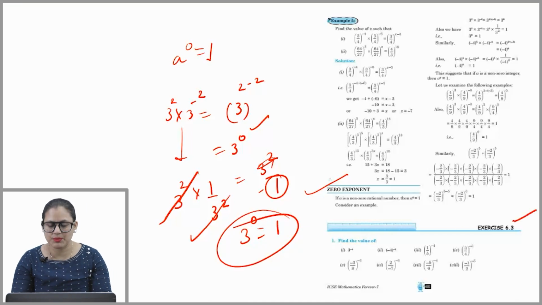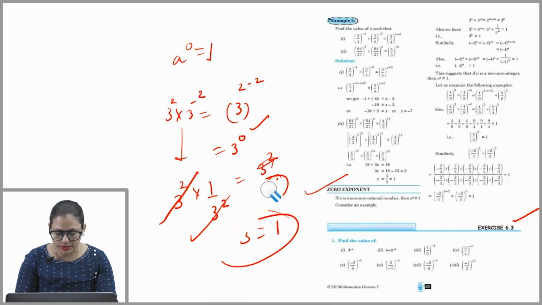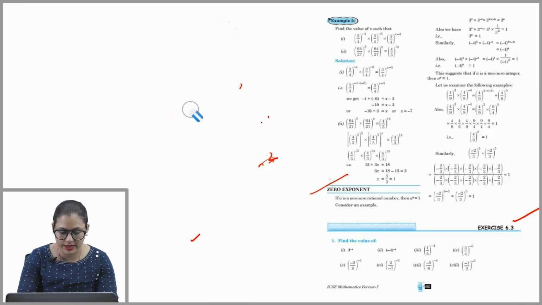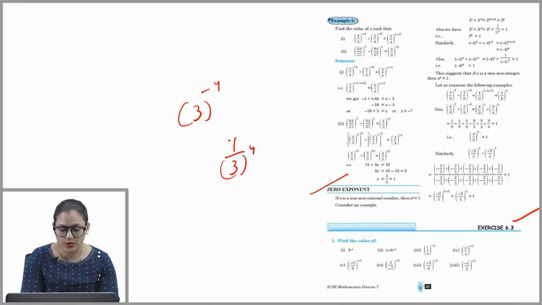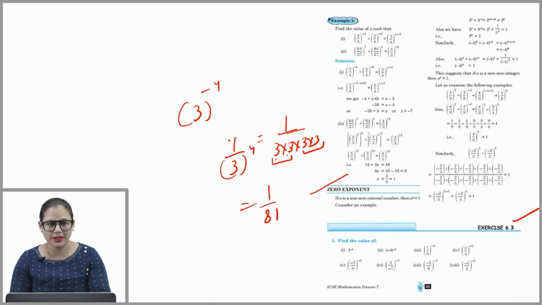Right. Exercise 6.3. Find the value of 3 raised to the power minus 4. We have to find the value. 3 raised to the power minus 4. We will take the reciprocal of this: 1 by 3 raised to the power 4. So 1 by 3 into 3 into 3 into 3. 3 3s are 9, 3 3s are 9, and 9 9s are 81. So 1 by 81 is the answer.